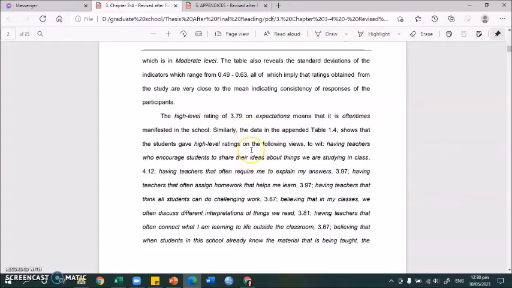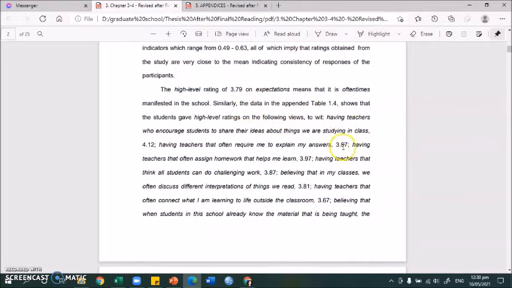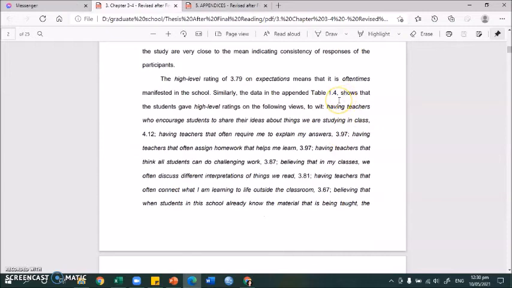After that, inisa-isa yung mga indicators as well as the items in the questionnaire. So, the high level rating of 3.79 on expectations means that it is oftentimes manifested. So, dito, i-discuss na, ipipresent na yung results, yung mean ng each item in the questionnaire for the highest indicator una. So, expectations. So, similarly, the data in the appended table 1.4, so this is in the appendix, hindi na siya present sa Chapter 3, nasa appendices na siya, table 1.4.